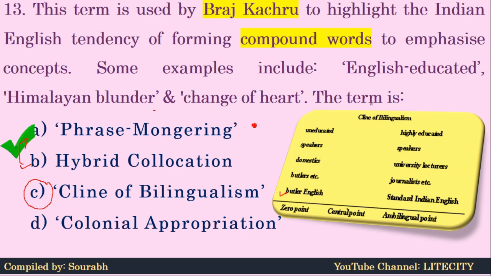Then there is a central point where students, or we can say bit educated persons, they know a bit of grammar and they can use English for communication. And on the highest point we have ambilingual or bilingual point, highly educated speakers, university lecturers, journalists, and they are able to use standard Indian English quite easily, fluently. So it is decline of bilingualism.